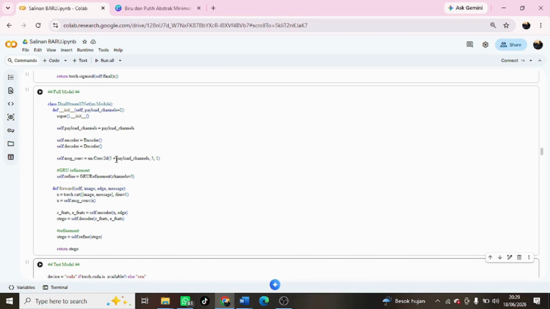Before entering the encoder, the cover image and the secret message are first combined using a concatenation operation. The purpose of this combination is to ensure that the secret message information can be incorporated into the feature extraction process from the early stage of the network. After the cover image and the secret message are combined, a 1x1 convolutional layer, referred to as message convolution, is used to perform channel transformation and adjustment before the data is passed to the encoder.